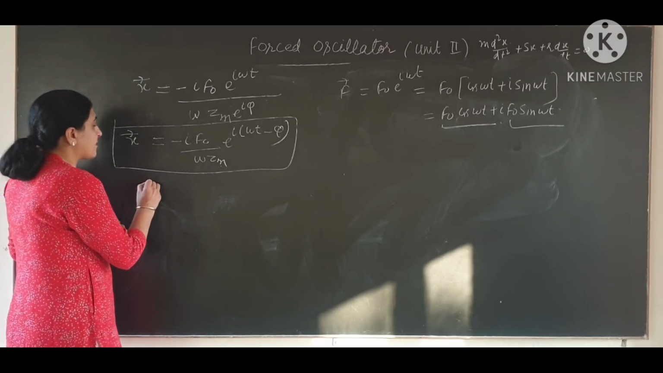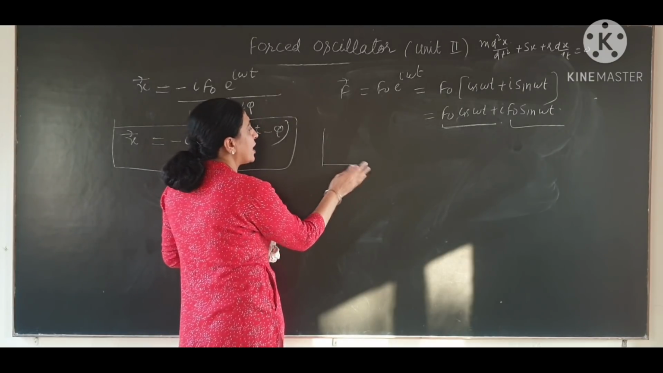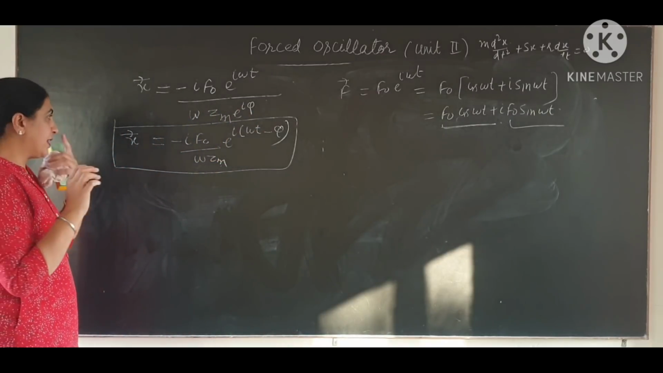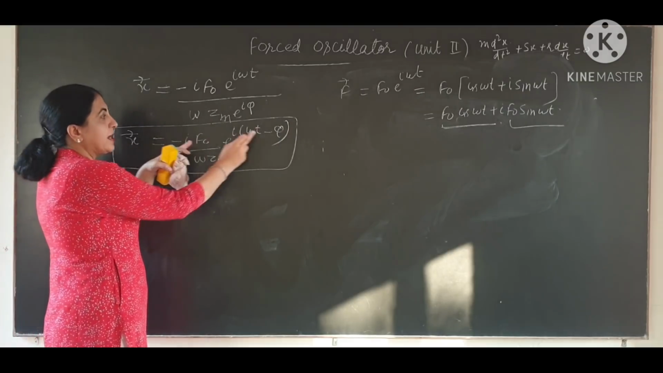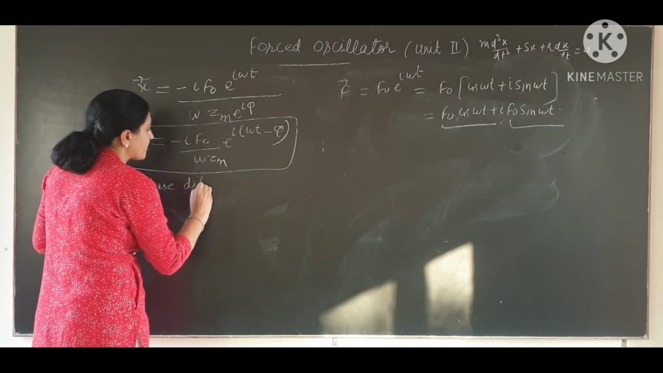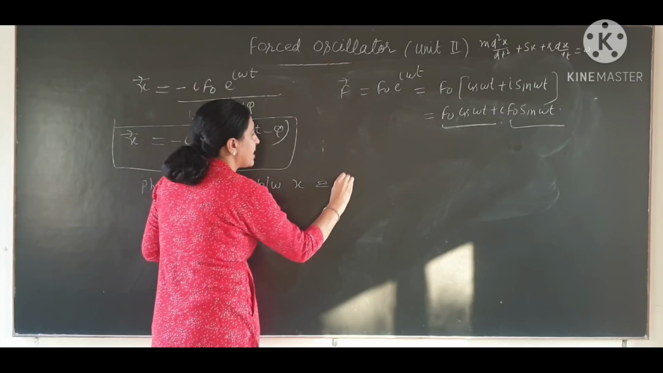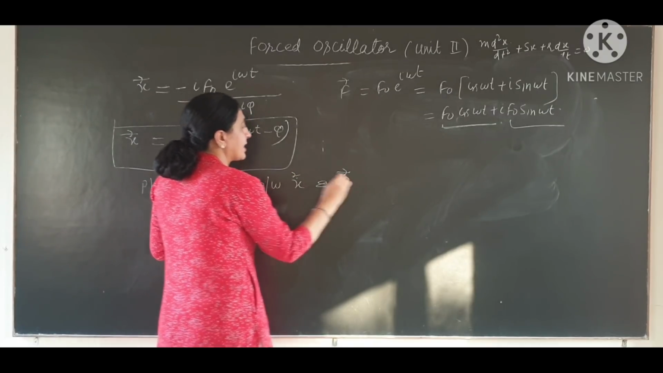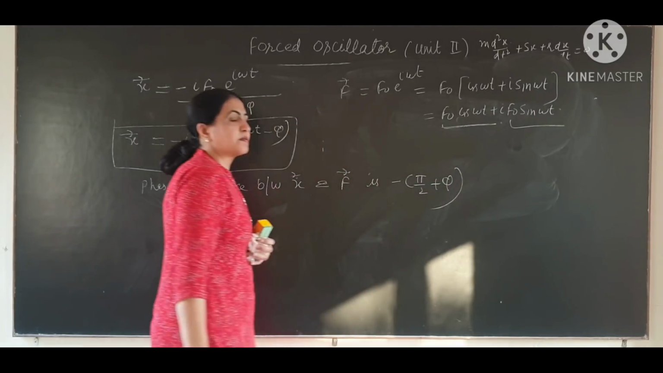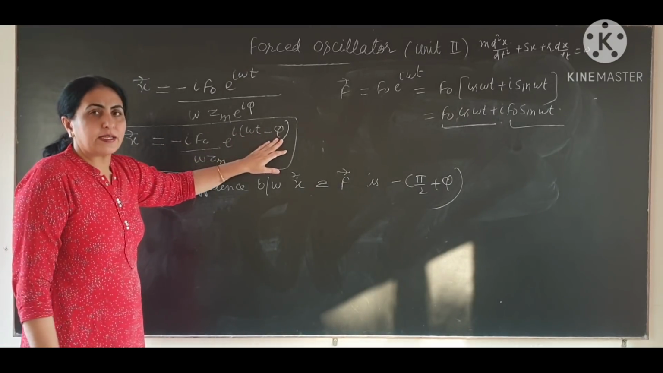If we have any vector A and I rotate it by iota, iota means adding a phase angle of 90 degrees. So here it is minus iota, and here it is minus phi. So the phase difference between x and F is minus pi by 2 plus phi. Minus iota means minus pi by 2, and minus phi is this.